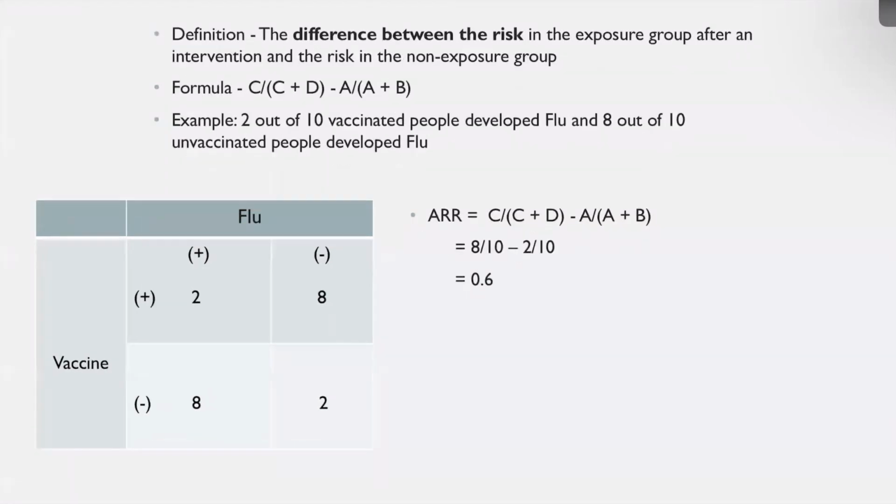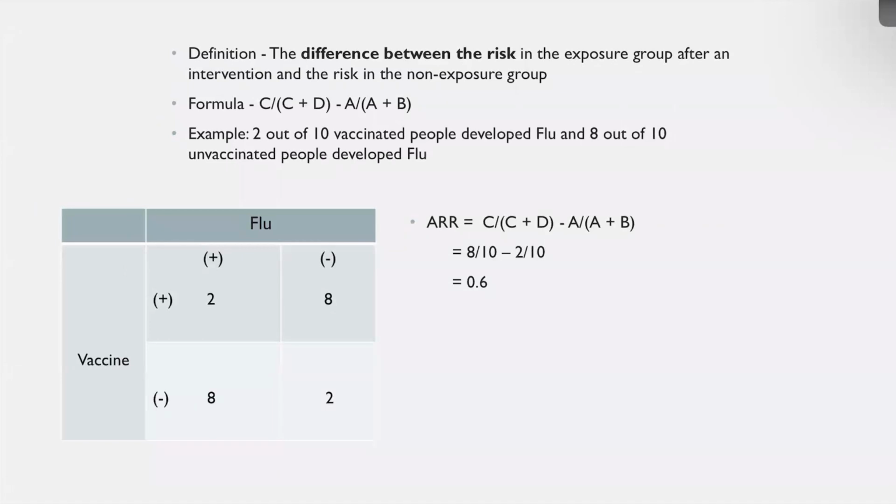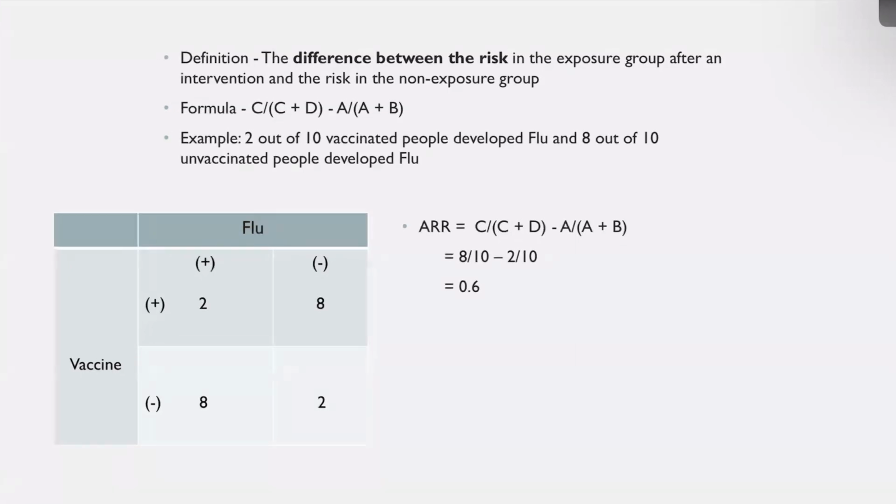The formula is C divided by C plus D minus A divided by A plus B. Again, we have the example: 2 out of 10 vaccinated people develop flu and 8 out of 10 unvaccinated people develop flu. So we have the 2x2 table again. If you use this data in the formula, you'll have 8 upon 10 minus 2 upon 10. So that's your 0.6. That is your absolute risk reduction.